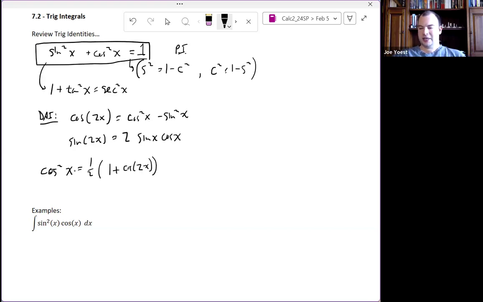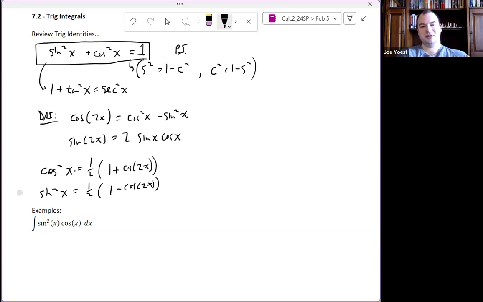Cos squared x is 1/2 times 1 plus cos of 2x, and sine squared x is 1/2 times 1 minus cos of 2x. And again, if I forget which one has the plus and which one has the minus, just plug in x equals 0. I see on the left I have 1. On the right I have 1 plus 1 over 2, which is 1, so that checks out.